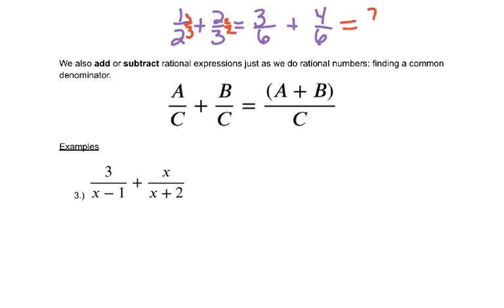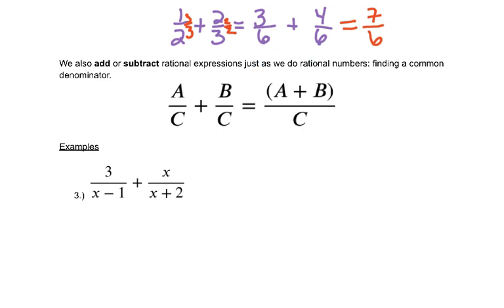And you're going to end up with 7/6. And remember, to add them, we got that common denominator by multiplying by a form of 1, right? 3/3 and 2/2 to end up with our groupings with 6 in the denominator.